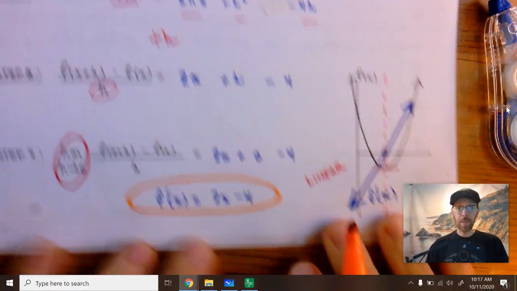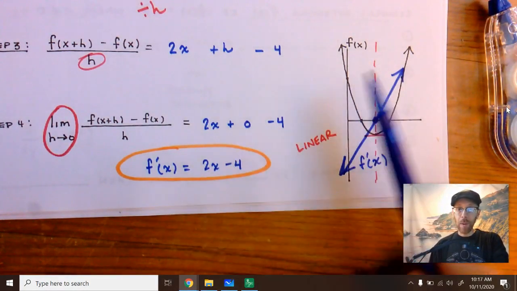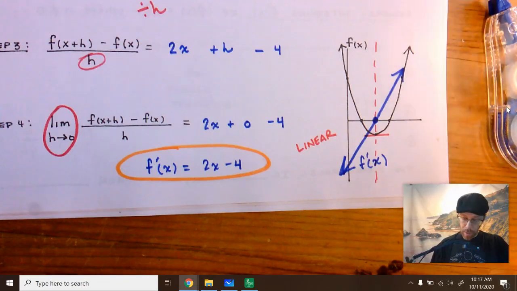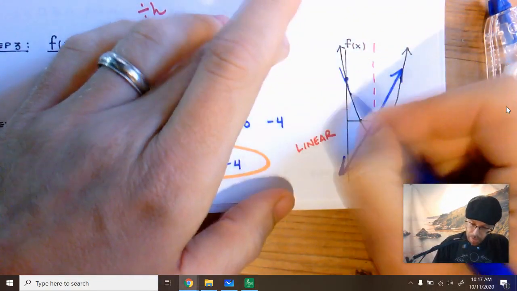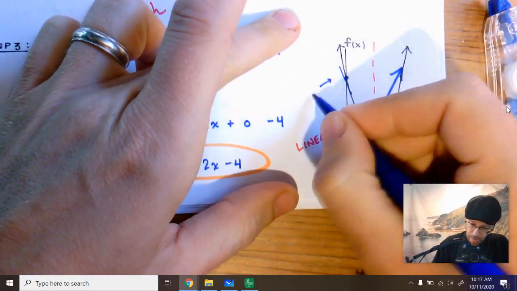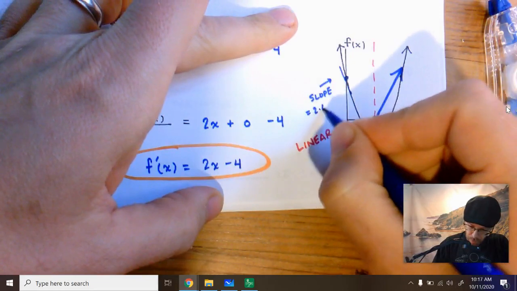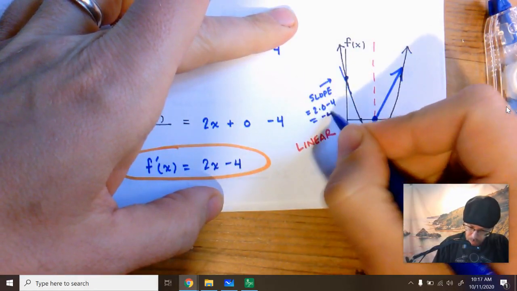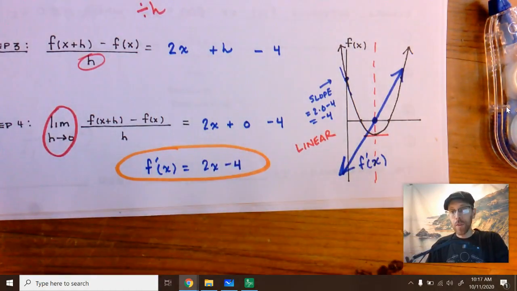How is this helpful to us? Well, it does a couple of things. First, I can now find what the rate of change of this function is at any point. For instance, right here, this is when x is 0. So if I wanted to know the slope of that line, I could just plug in 2 times 0 minus 4, which is equal to negative 4. So that's how this is useful to us.